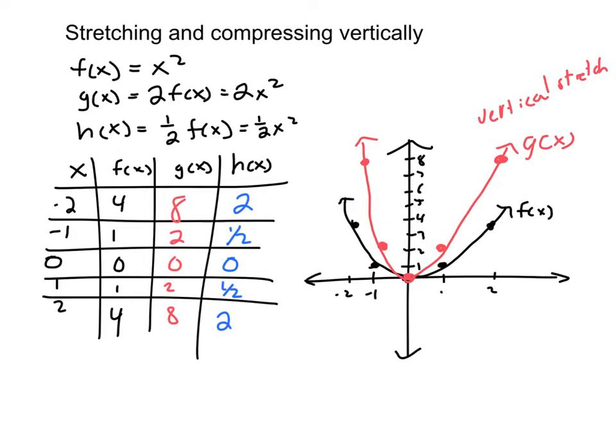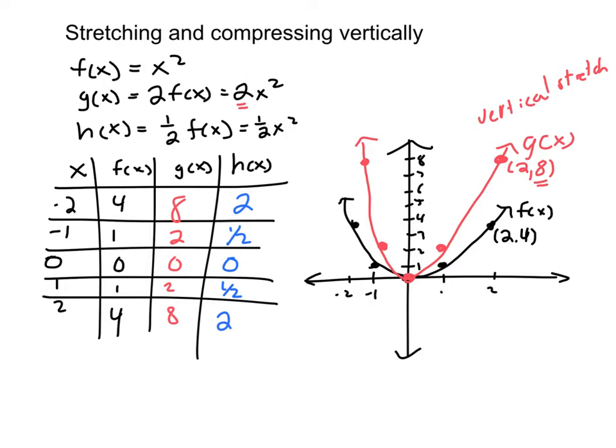We basically multiplied 2 by all of the y coordinates, right? So this coordinate here used to be 2, 4, and then it became, for g of x, when it got stretched, 2, 8. Okay, so the y coordinate got multiplied by 2. So that's the vertical stretch.